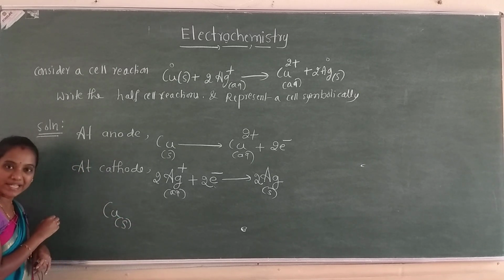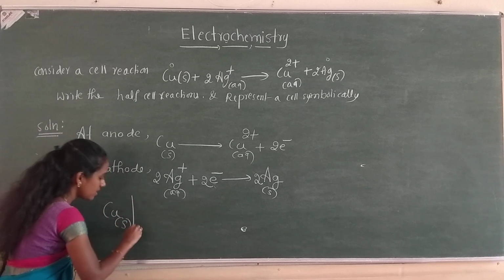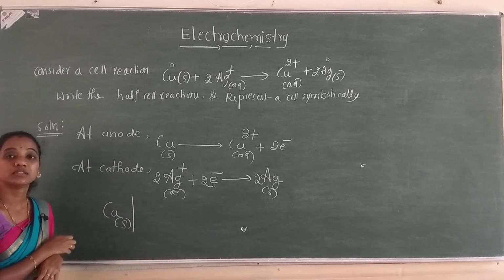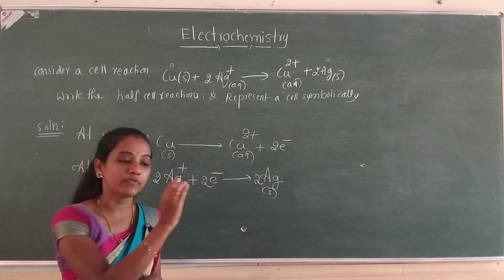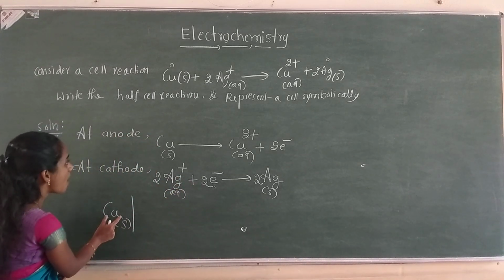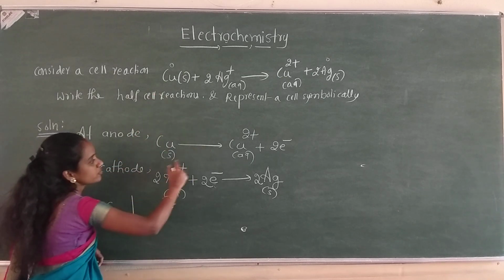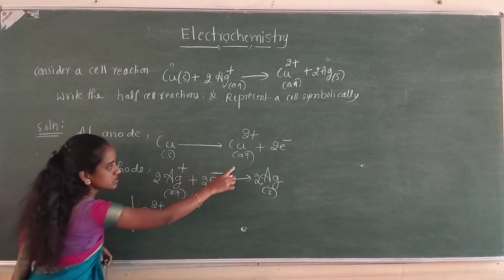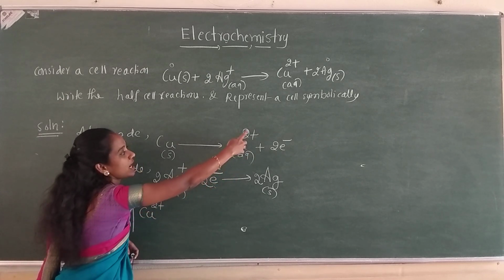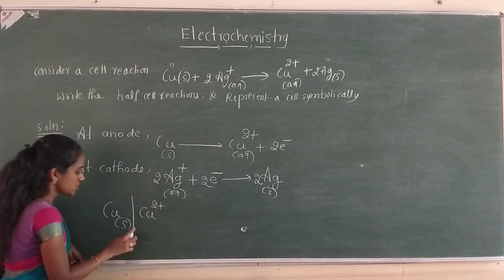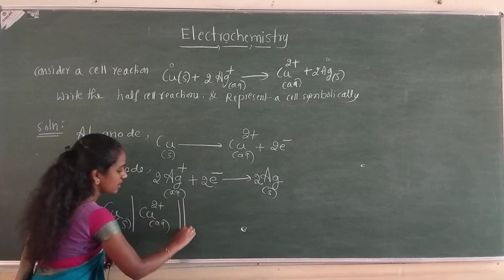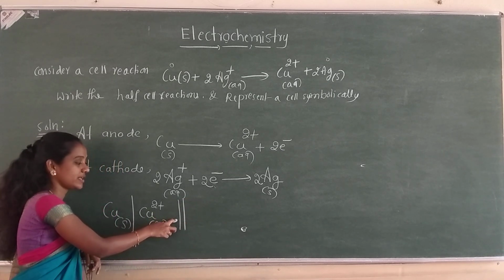the solid metal is written, followed by one vertical line. What does it represent? It represents the phase difference between electrode and electrolyte. So, copper, and after that, what do you have to write? The electrolyte, Cu2+. Aq means aqueous. In a solution, we have this type of ion. So, Cu2+ (aq).